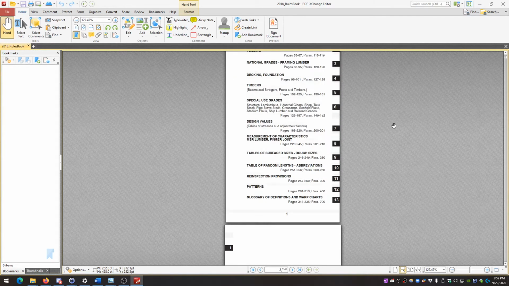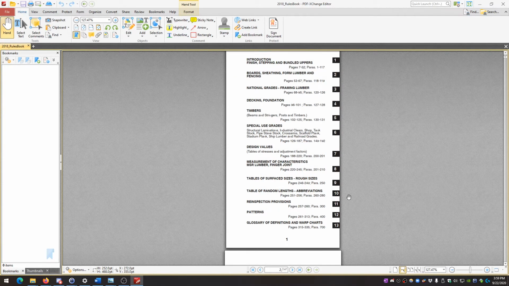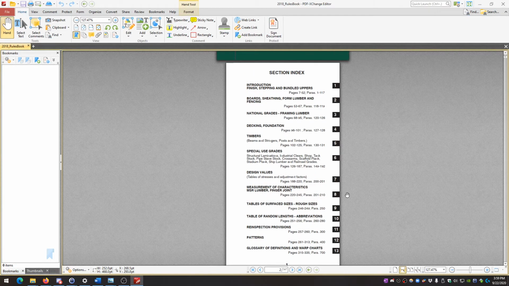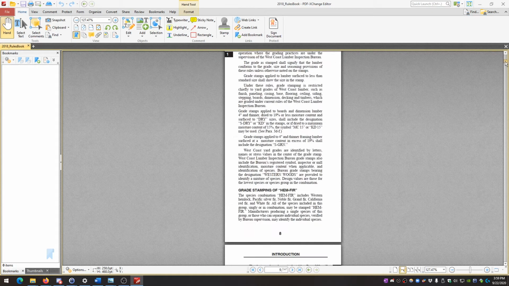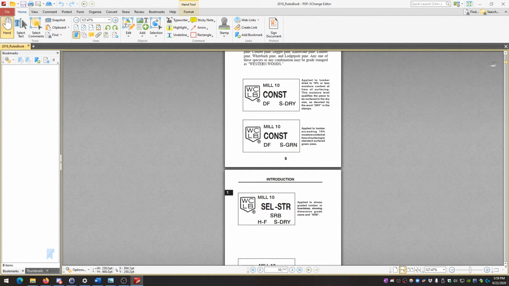And there are also different rules for visual grading, for mechanical grading, etc. As you may remember from earlier in the series, we did discuss briefly visual grading versus mechanical grading. Visual grading is what's primarily used for your regular dimensional lumber, and that will occur at the sawmill.